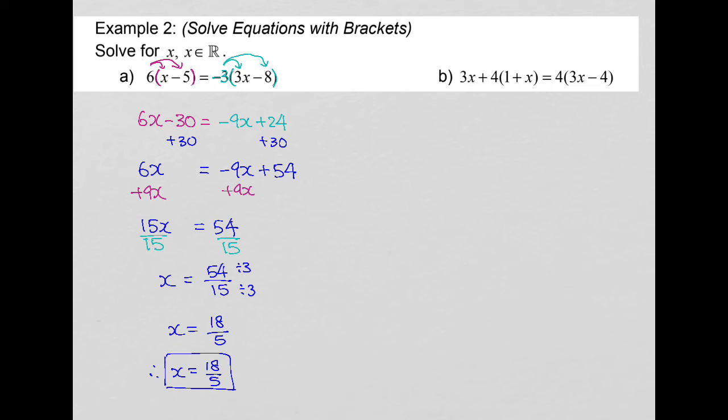Okay, let's look at part B. Same thing again, expand. Take out the brackets. So 3x plus 4 times 1, 4 times x equals, now you have to do 4 times 3 and 4 times negative 4. So 12x minus 16. Collect the like terms first. 3x plus 4x will become 7x plus 4 equals 12x minus 16.